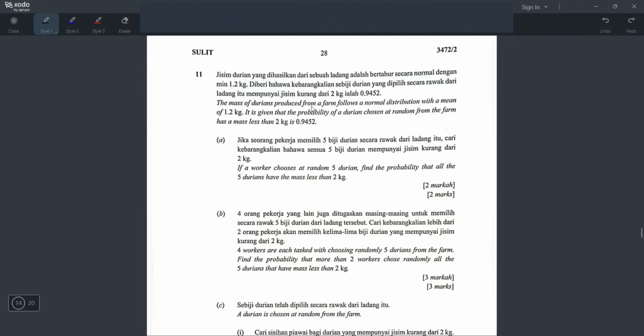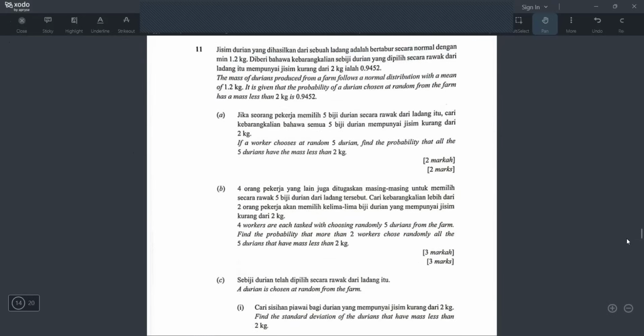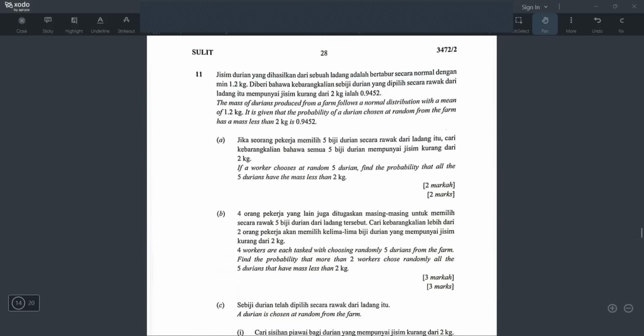The mass of durian produced from a farm follows a normal distribution. Okay, this paper, they never provide me the jadual. So I need to use another state paper. So let me just take out the jadual for a while. Wait for me. Okay, I'm gonna use the Sabah state paper punya.